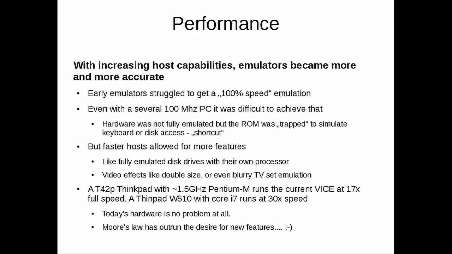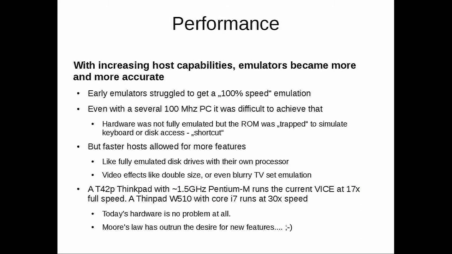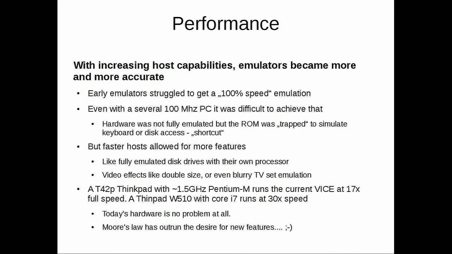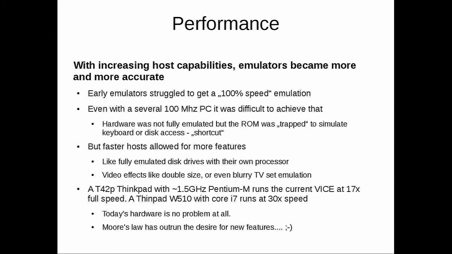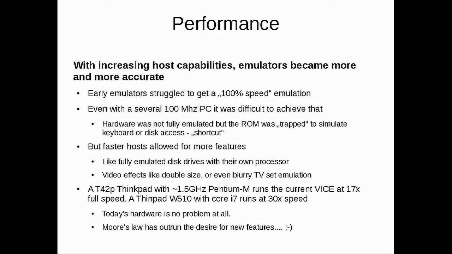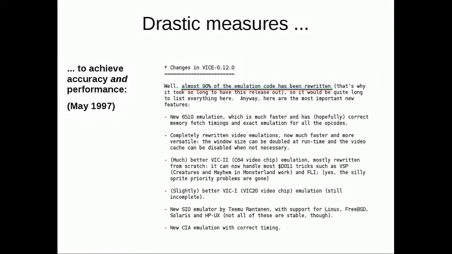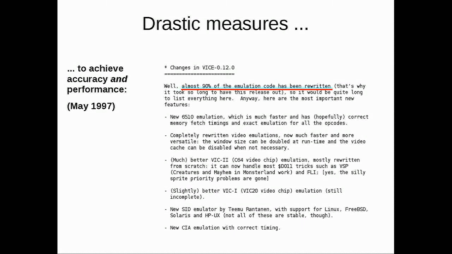But when Moore's law worked and PCs became faster and faster again, we then had fully emulated disk drives with their own processor, video effects with double size, blurry TV set emulation, and everything. Today's hardware is no problem at all. But as we can see, this was not the case in 1997.